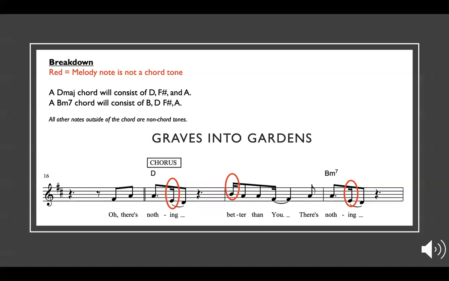In this excerpt of Graves into Gardens, we can find at the beginning of the chorus, we have a D major chord, and the second note is an E, which is not in a D major chord. Then we have in the second measure there, a B, which is not in the chord as well. And then whenever we switch to B minor 7th, the second note of that measure is an E, which is also not in the chord. So each of these circled notes are non-chord tones.